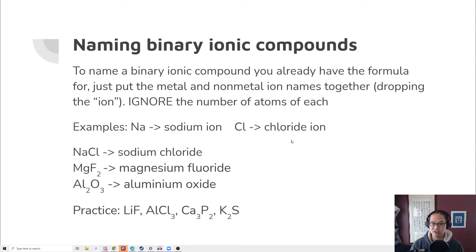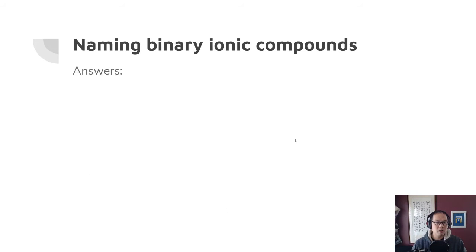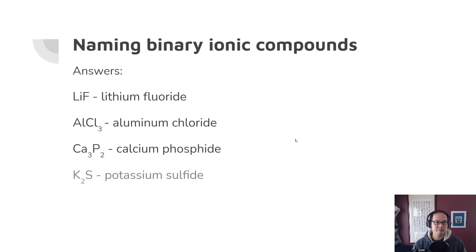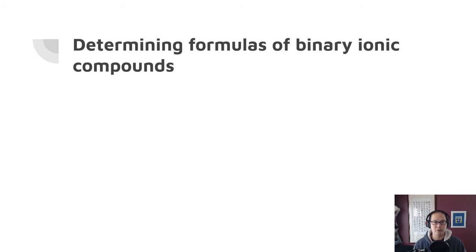We have not gotten to the transition metals yet. It gets a little bit more complicated, but we won't get to that until tomorrow. But naming these binary ionic compounds that already have set charges, you just take the metal ion name, take the non-metal ion, make it an -ide. Easy peasy. So, here are the answers. Those are on the slides, which you have access to if you need.